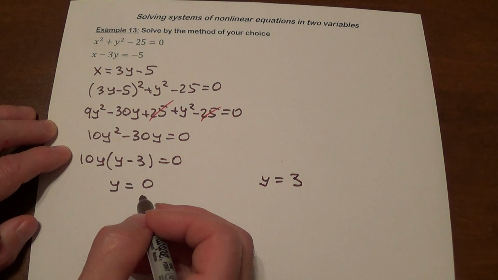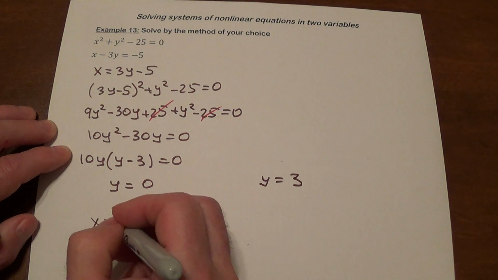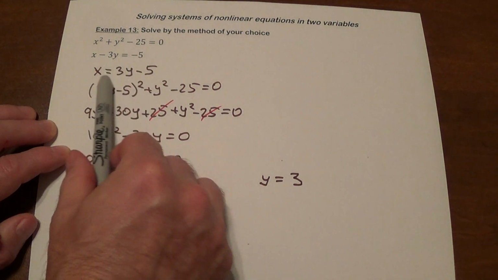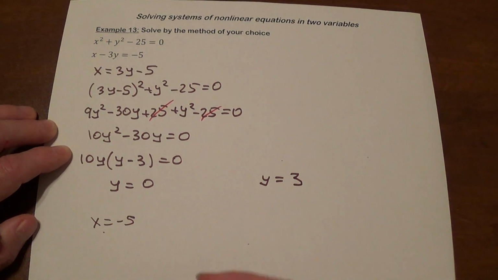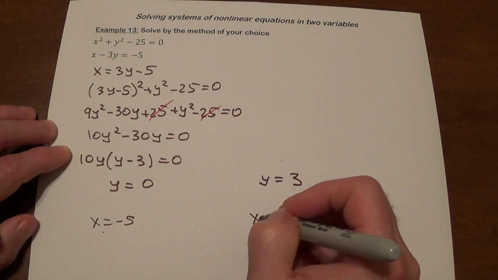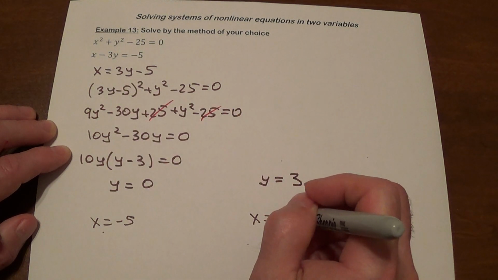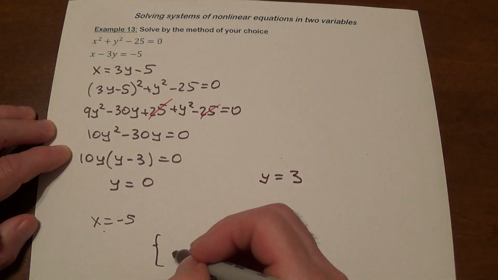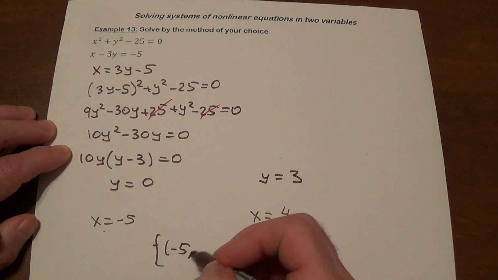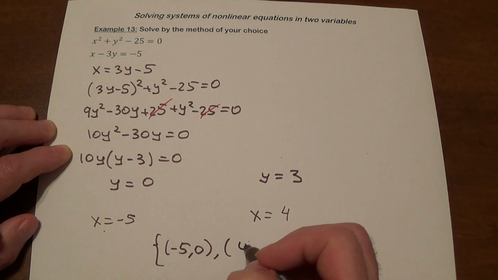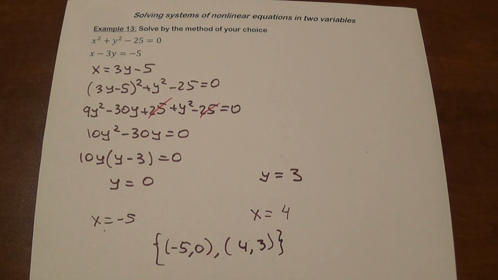When y is 0, I would substitute this in here. We're going to get x equals negative 5. This equation here is the easiest one to go with. And when y equals 3, x is going to be 3 times 3 is 9, 9 minus 5 is going to give us 4. And we're going to get, please be careful with the order, x first, negative 5, 0, and 4, 3. Okay. And I hope this was helpful.